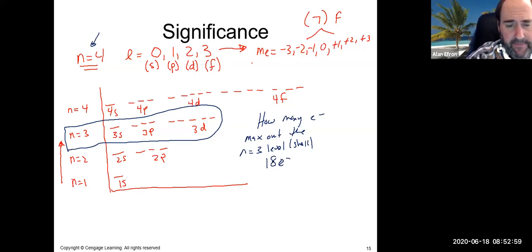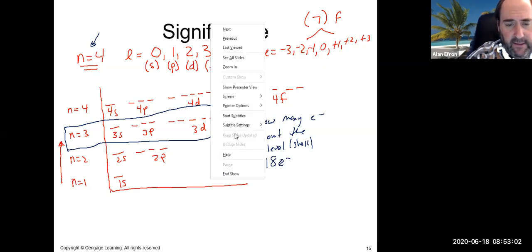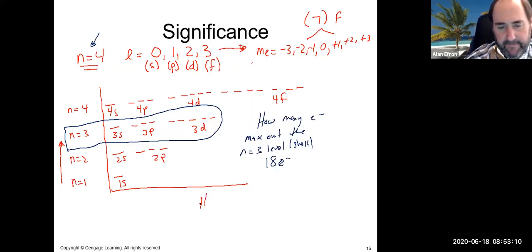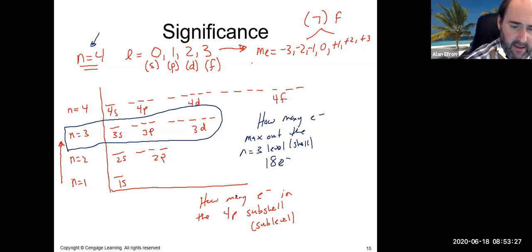Now, what would happen if we want to know how many electrons are in the 4p subshell or sublevel? If we max out the 4p subshell, think about how many electrons that would be.